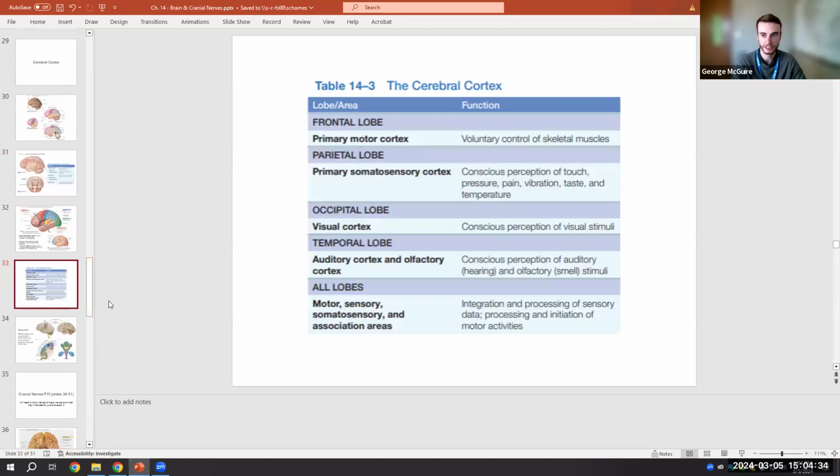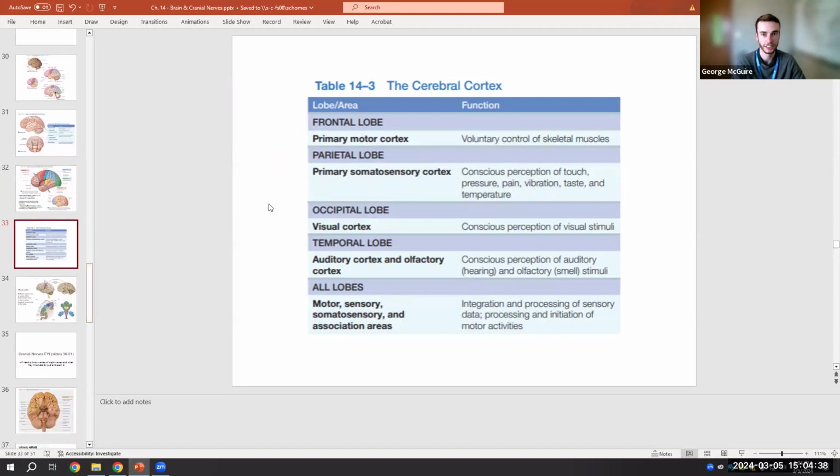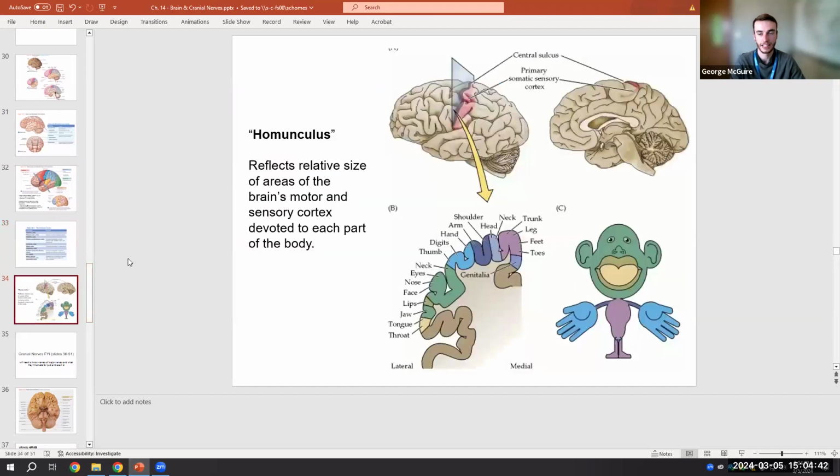Yeah, this is just a reference table talking about generally what each lobe, where these cortexes are, these major areas, which lobes they're found in. And then the last major part of this lecture content to talk about is just the idea of the homunculus. I don't think this is talked about in the textbook, but it's something that pops up a lot when looking at the brain. This little guy, referred to as a homunculus.